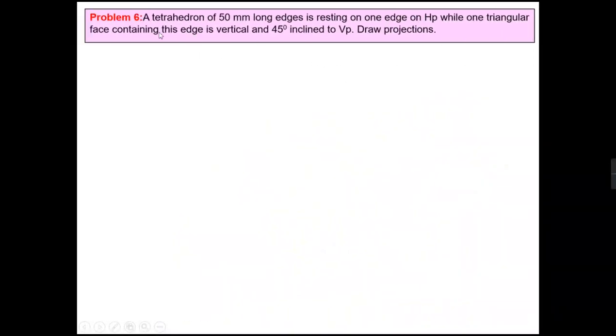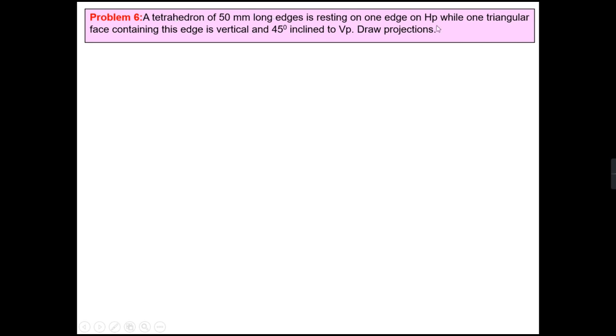Then there is another question. A tetrahedron of 50 mm long edges is resting on one edge on the HP, while a triangular face containing that edge is vertical and 45-degree inclined to the vertical plane. Draw its projection.